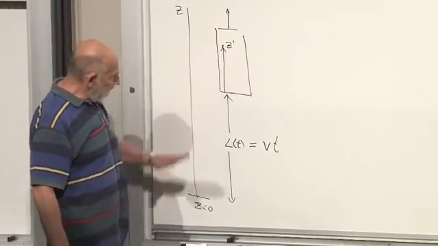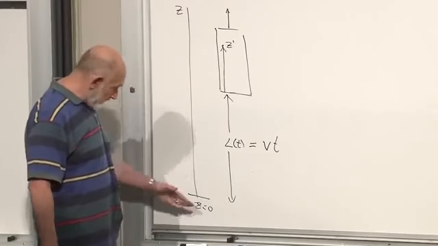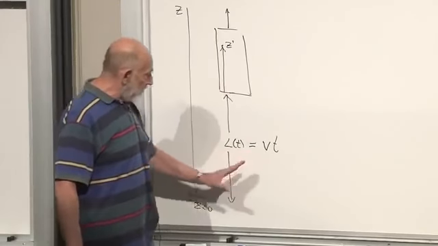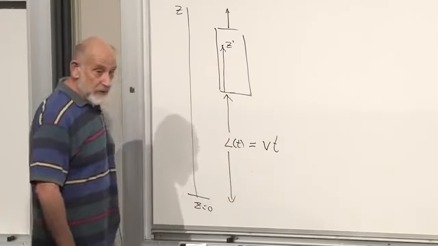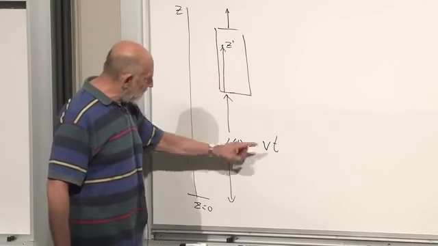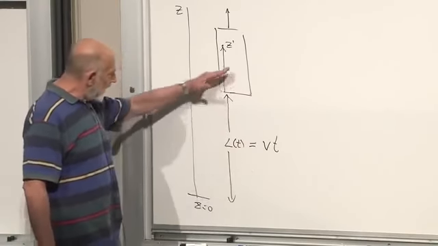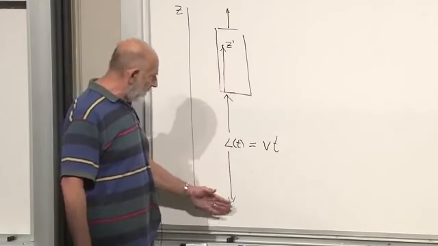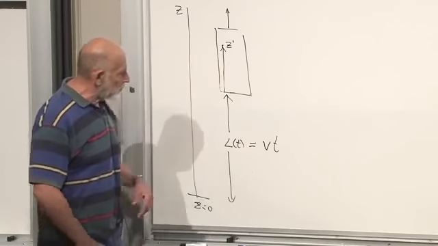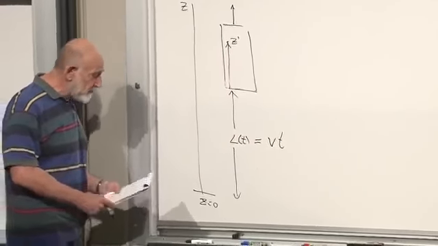The height of the elevator relative to the ground is just given by a uniform velocity v times t. I've chosen the coordinates such that at t equals 0, they line up. At t equals 0, both z and z prime are equal to 0. And now the elevator is rising, and the height of the floor is proportional to vt.